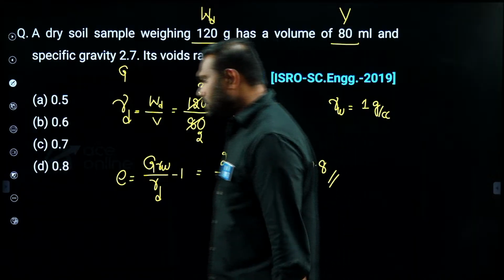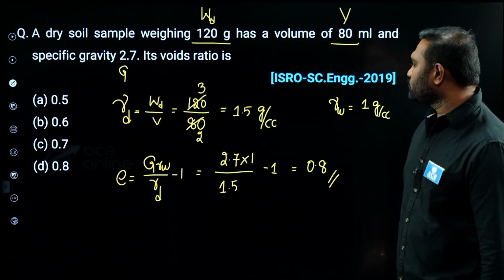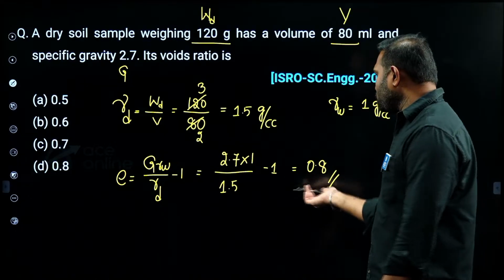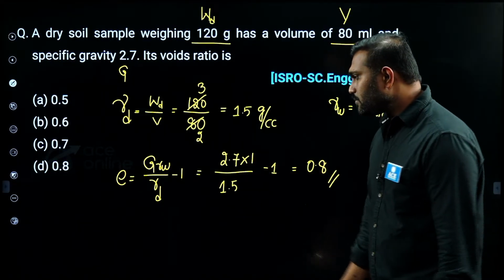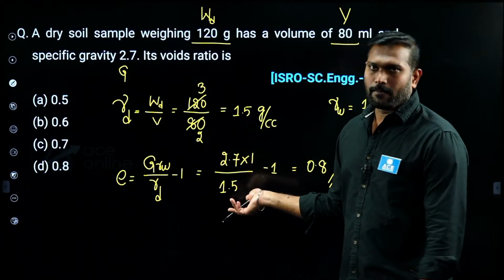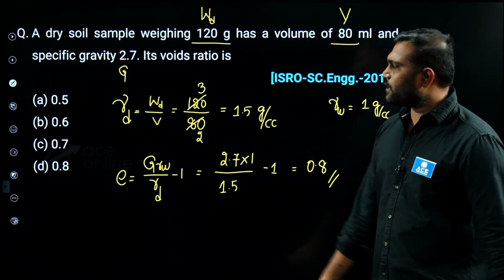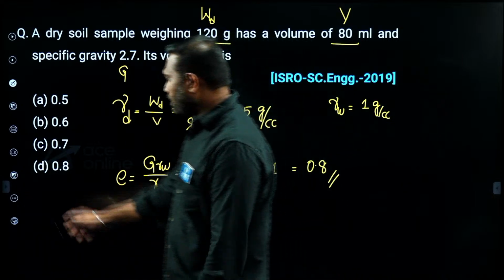So what is the correct answer? The correct answer will be somewhere around 0.8 only. So it's going to be 9 by 5, which means 1.8 minus 1 is going to be 0.8. The correct answer is option D. Okay.